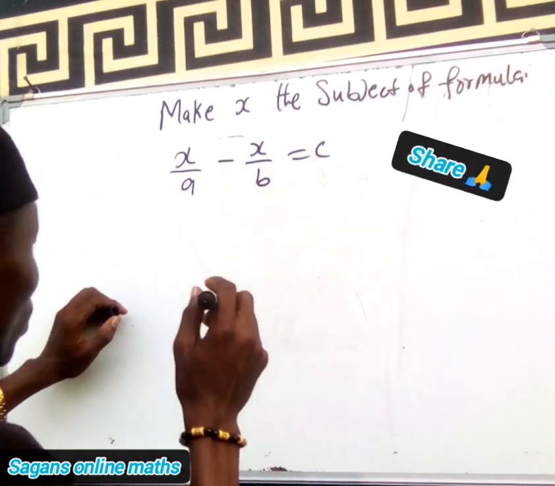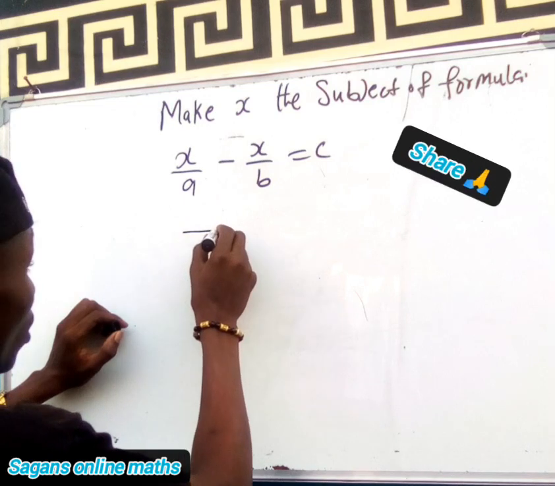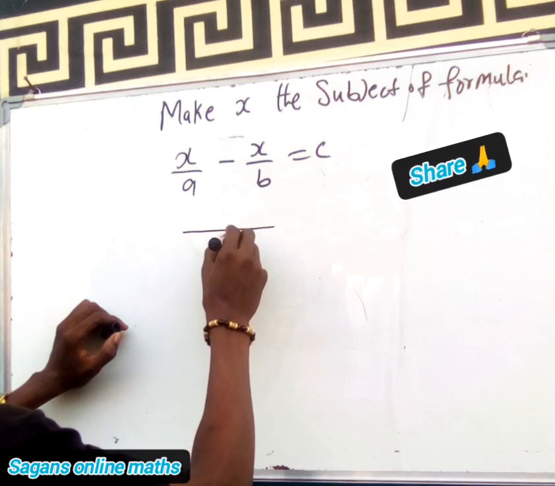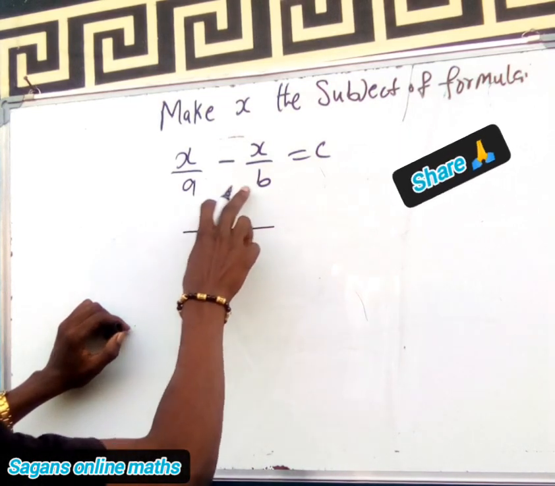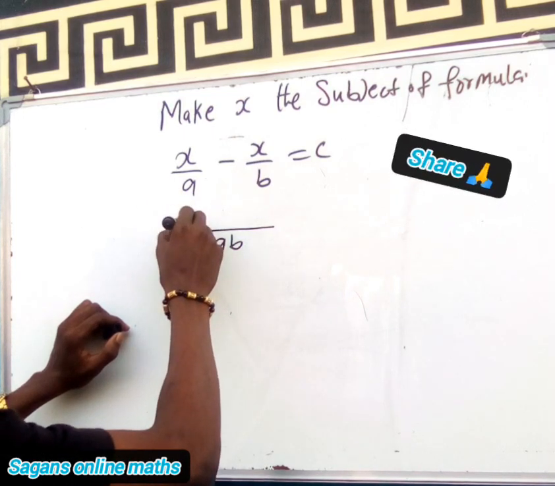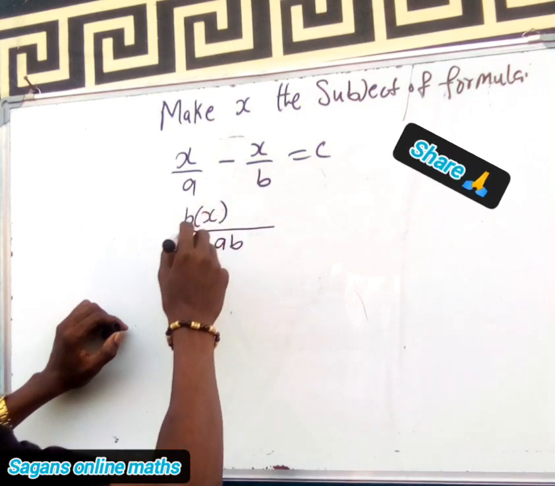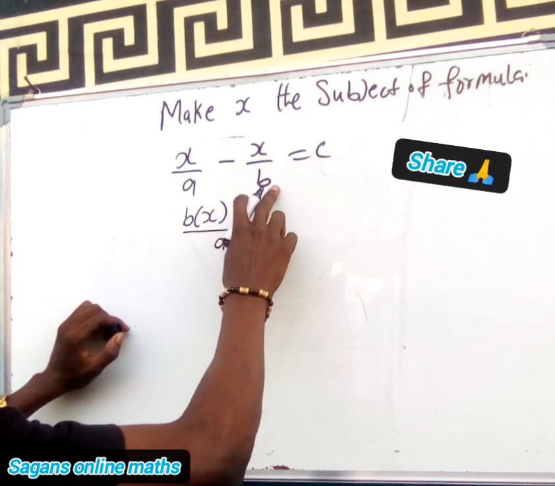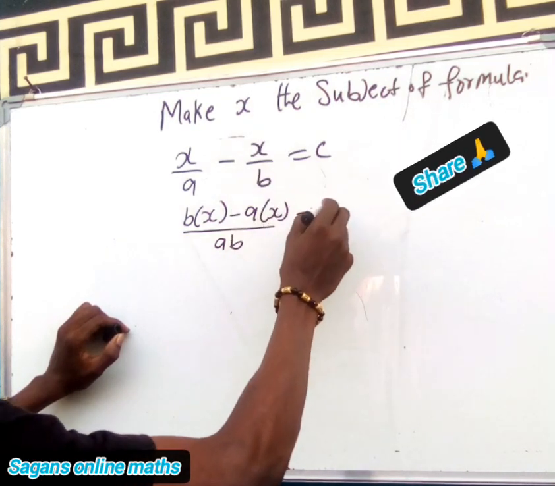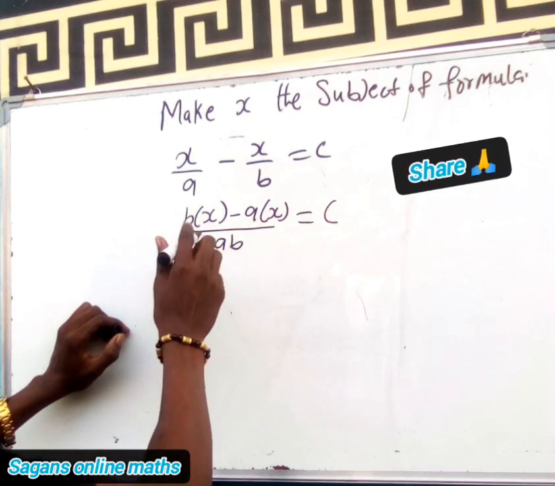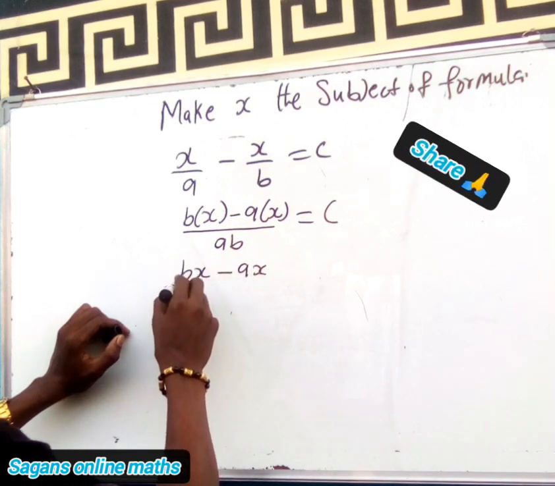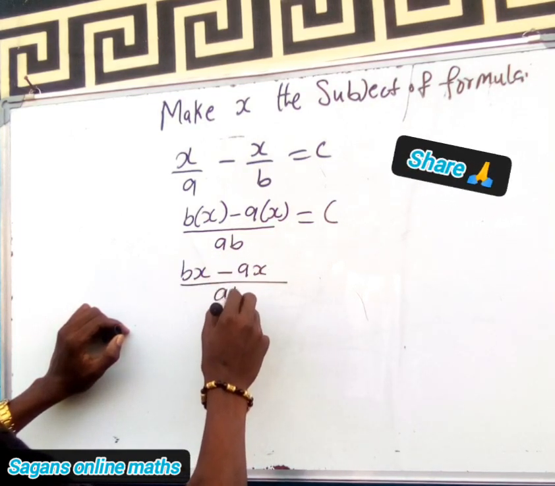First step, we are going to take our LCM. What is the LCM between A and B? The LCM between A and B is AB, because A times B is AB. So AB divided by A, you are left with B times S. AB divided by B, you are left with A times S. That's here, equals to C. So B times S will be BS, and A times S will be minus AS, all over the denominator, which is AB, equals to C.